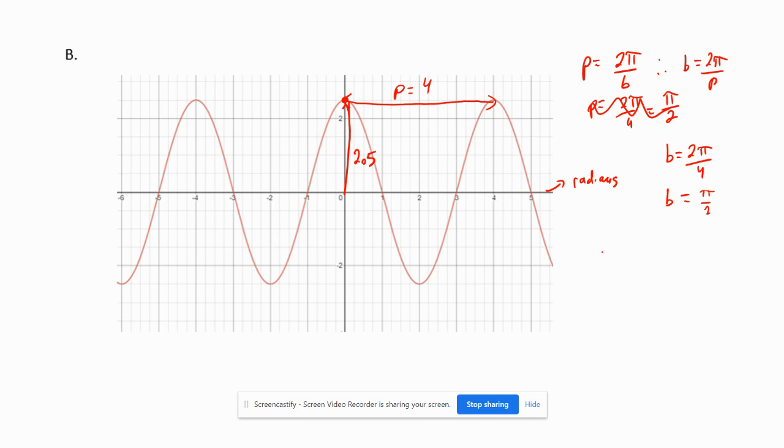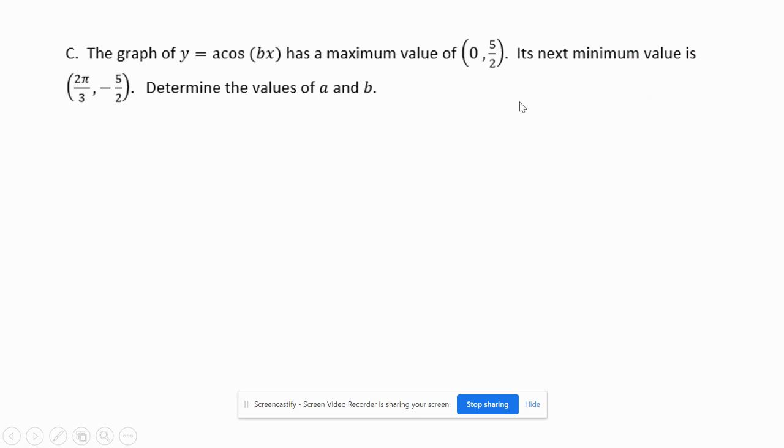So what's our equation going to be? It's going to be y equals 2.5 cos of pi over 2 x. And that's going to be our answer for this cosine equation.